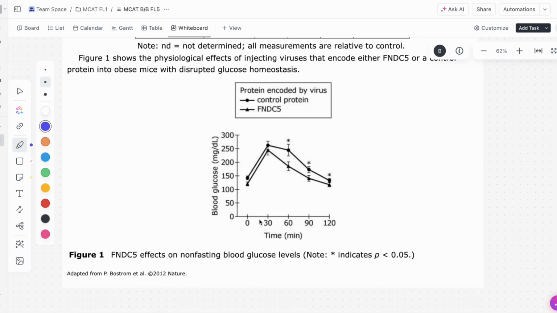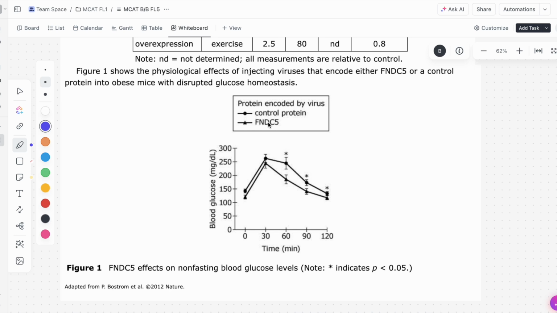So, blood glucose levels over time. And you'll see that compared to this control protein, when you overexpress FNDC5 in these obese mice, you actually get lower levels of blood glucose. What does that mean? Higher levels of FNDC5 means higher levels of glucose uptake. So the cells are taking in glucose. Because why? Because we have lower levels of blood glucose, which means the glucose is being taken in by the cells. And that means higher FNDC5 means higher levels of glucose uptake.